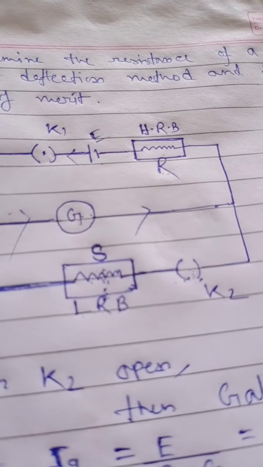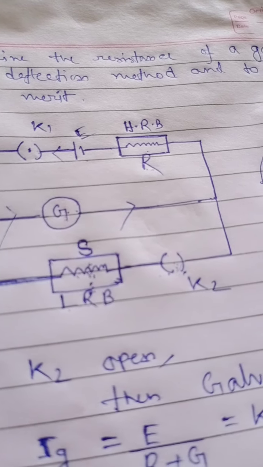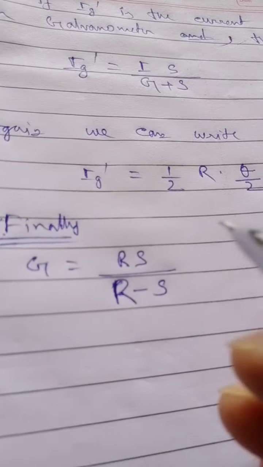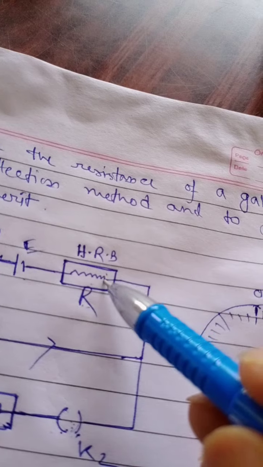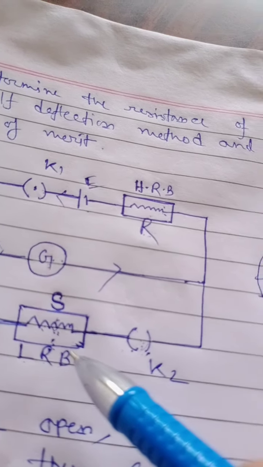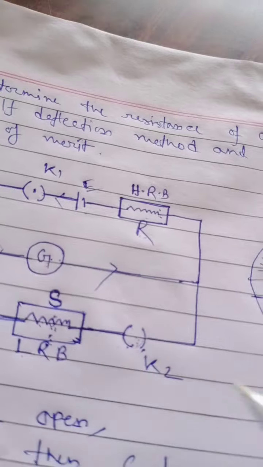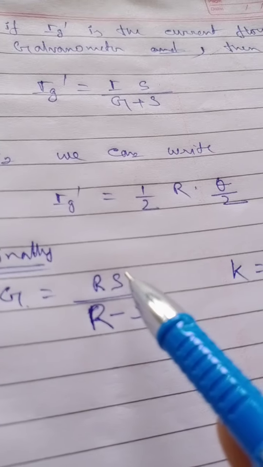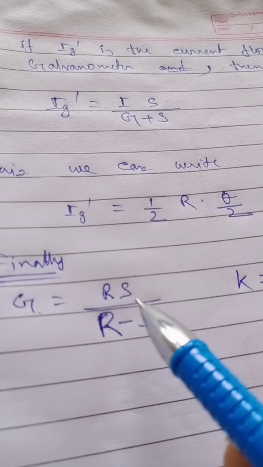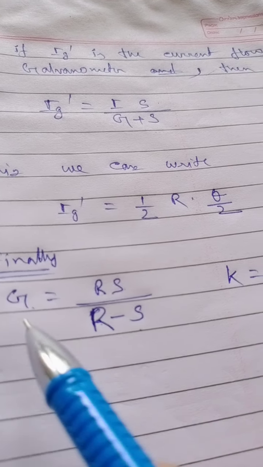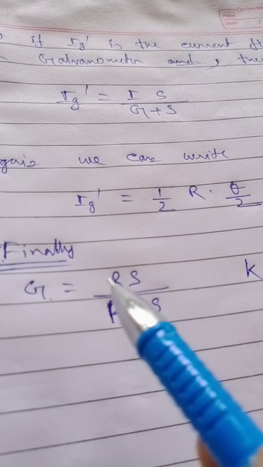And at last we will use this formula: G is equal to RS by R minus S. R means the resistance applied in the high resistance box. S means the resistance applied in the low resistance box. That reading was taken previously. If you put the values which you get from the experiment at the place of R and S, then G, the resistance of the galvanometer, can be easily calculated.